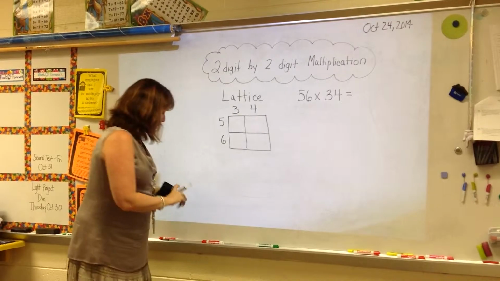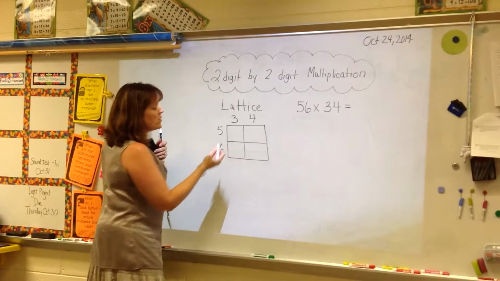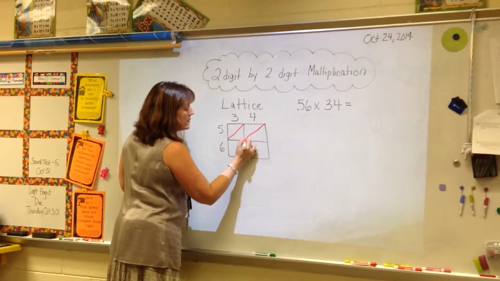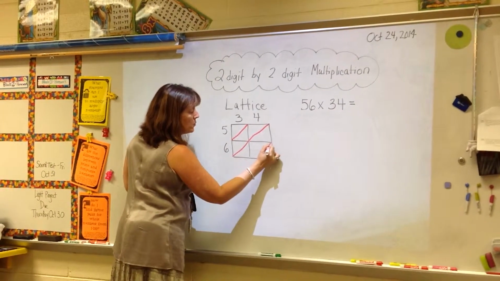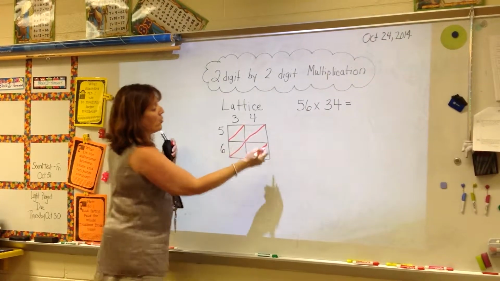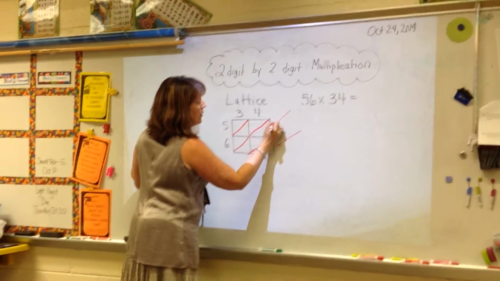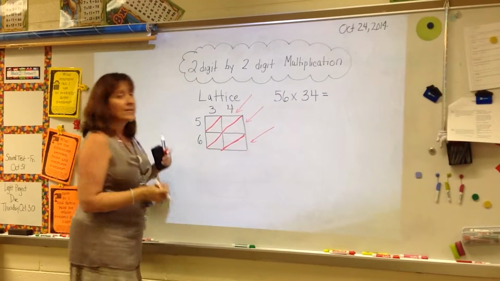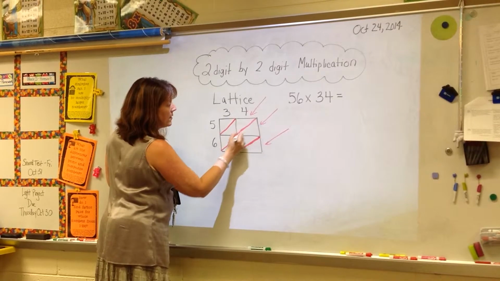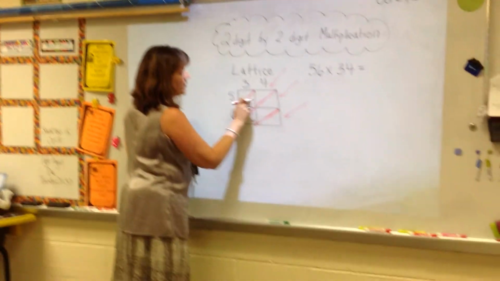Okay? The next thing that we're going to do is put in our lattice. Of course, we call it lattice because it's similar to a lattice fence. And these lines are important. They go at an angle, and they're important because that's how we're going to be adding. We're going to be adding in this lattice section inside the box.